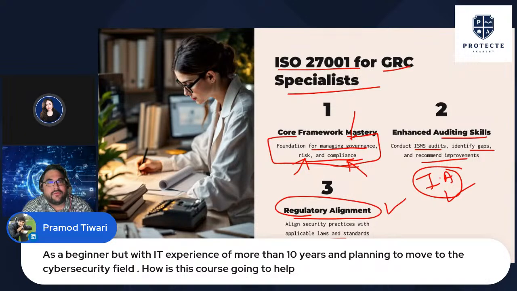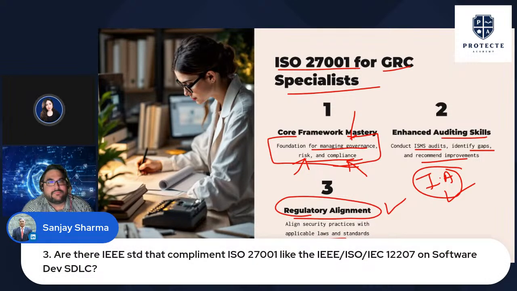So, moving on, Sanjay has a third question from LinkedIn again. Are there IEEE standards that complement ISO 27001, like the IEEE ISO IEC 12207 on software development SDLC? I'm not too sure about this particular case, but Sanjay, I'll get back to you, because this is a very precise requirement. To be honest, I haven't researched like this, but definitely we'll get back to you on this question.